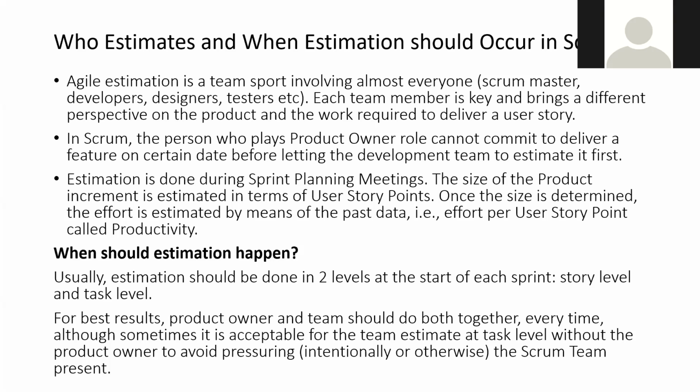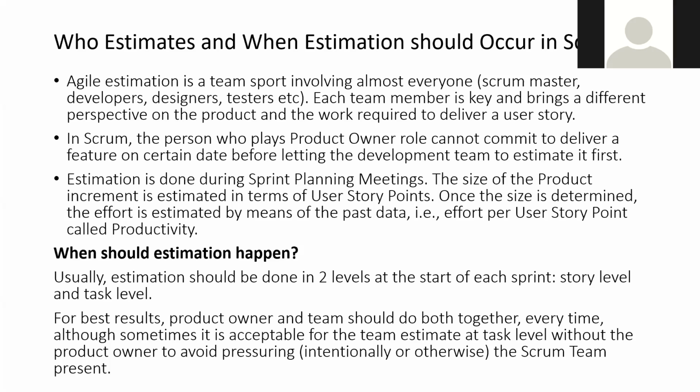So the second point says, the product owner cannot commit to deliver a feature without first of all discussing with the development team. So the product owner cannot say, okay, this will be done at such and such a time, until it has an idea or feedback from the team on how long it's going to take. And then the estimation is done during sprint planning meetings. So we can estimate using hours, days, or story points.